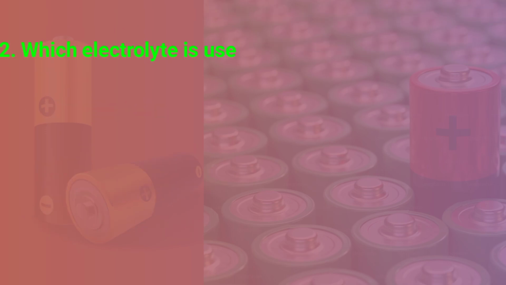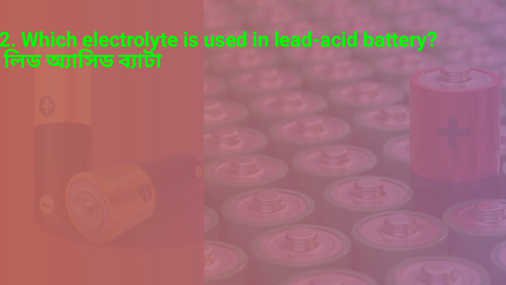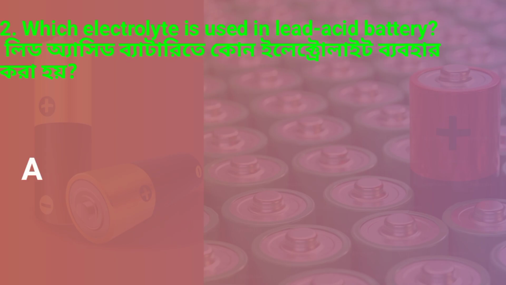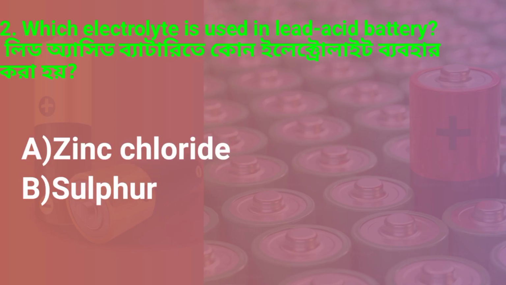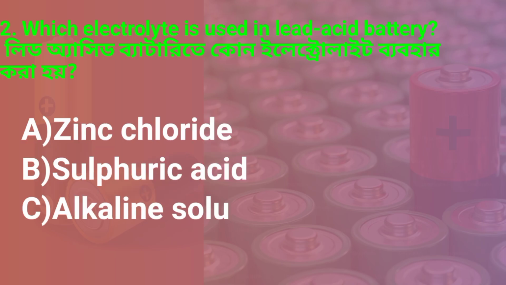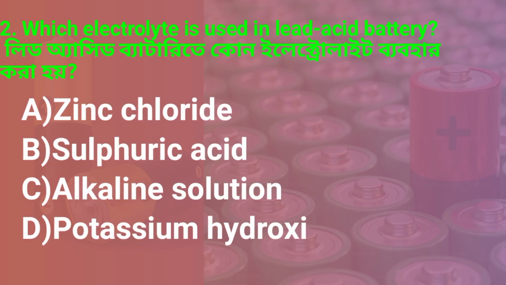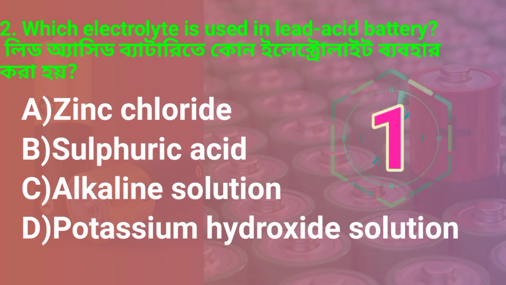Question number 2. Which electrolyte is used in lead acid battery? Option A zinc chloride, option B sulfuric acid, option C alkaline solution, option D potassium hydroxide solution. উত্তর হবে option B sulfuric acid.